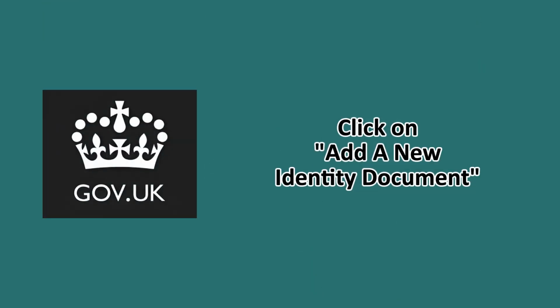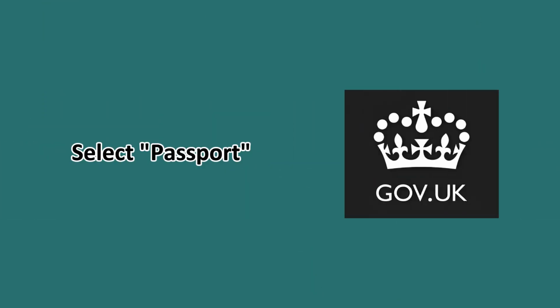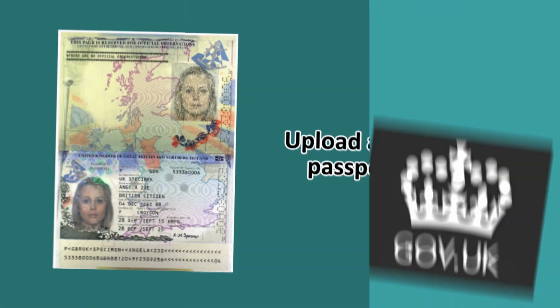After logging in, click on Add a new identity document. Then select Passport by choosing the Passport option. And next you'll need to upload a clear photo of your passport data page. Next, check and submit. Verify the captured details and submit.